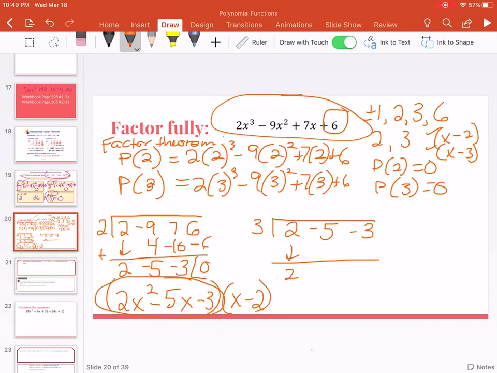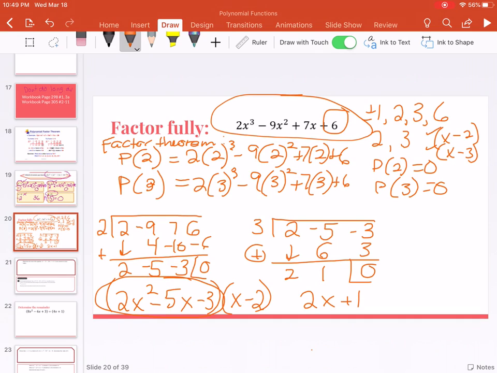Carry the 2 down. 3 times 2 is 6. Negative 5 plus 6 gives me positive 1. 3 times 1 is 3. Negative 3 plus 3 is 0. So I end up with a quotient of 2x plus 1.